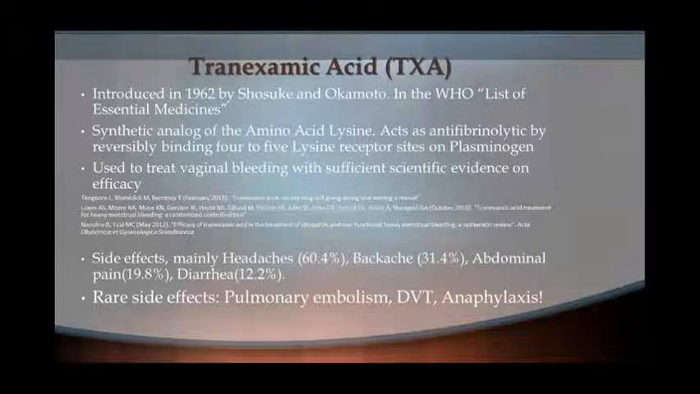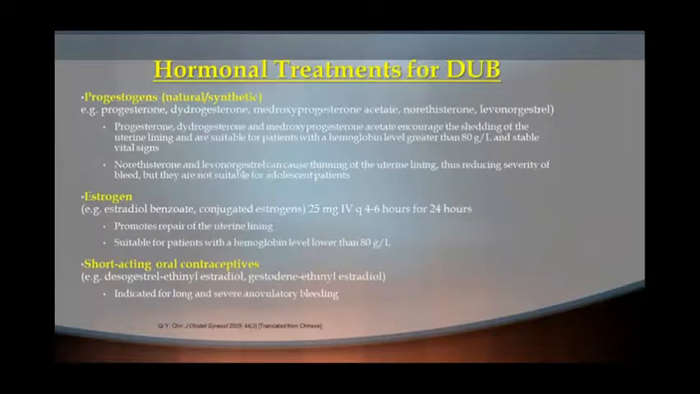Tranexamic acid is a golden medication. Tranexamic acid is a lifesaver, especially in obstetrics, and it's been put on the list of essential medications by the WHO. And it's a golden medication, if you remember the slide that I showed you, because in the moment of the vicious cycle of angiogenesis and the spiral artery malformations, this medication can act to stop, at least symptomatically for a while, the progress of the recurrent menorrhagia. It has side effects, but the rare ones are pulmonary embolism, DVT, and anaphylaxis.